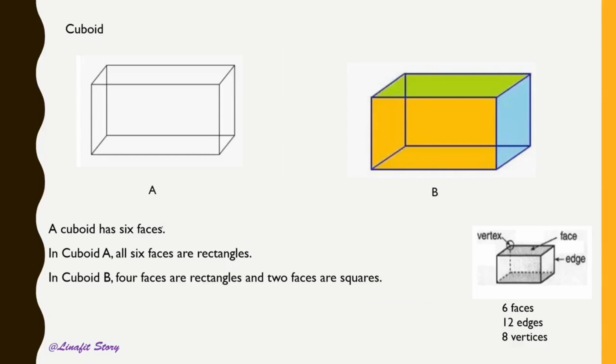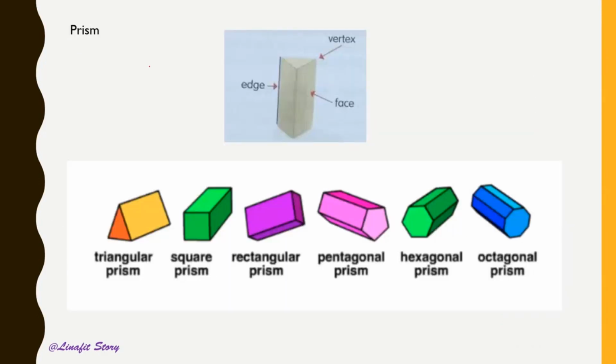A cuboid has 6 faces, 12 edges, and 8 vertices. In cuboid A, all 6 faces are rectangles, while in cuboid B, 4 faces are rectangles and 2 faces are squares. A prism is a 3D shape with 2 identical shapes facing each other.